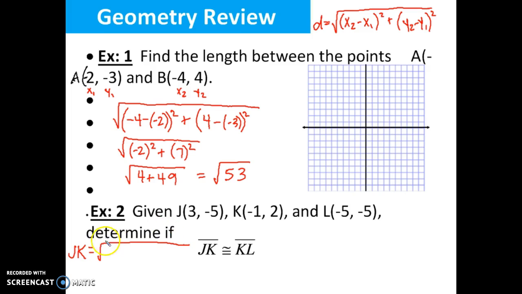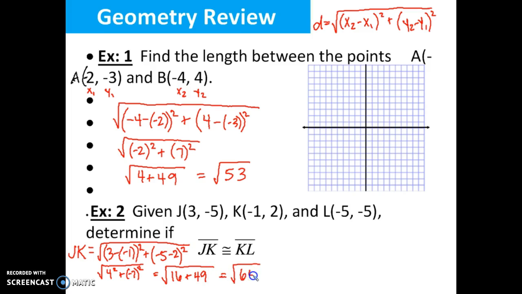Alright, so I'm going to start with 3 for my x. So I'm going to do 3 minus the -1. Alright, plus, and because I started with 3, I've got to start with -5 for my y, and that's -2. Alright, 3 minus -1 is 3 plus 1. So that's 4 squared, plus -5 minus 2 is -7. So 4 squared is 16. -7 squared is 49. Right, 16 plus 49 is going to give us 65.